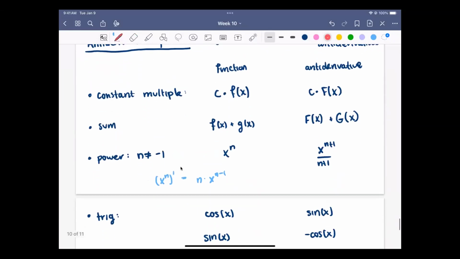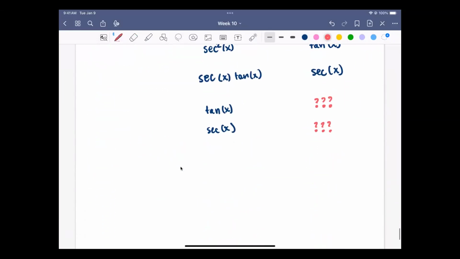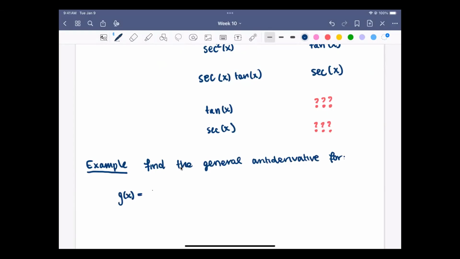Okay, so let's do an example. Let's find the general antiderivative for this function g of x, which is 4 sine x plus 2x to the fourth.